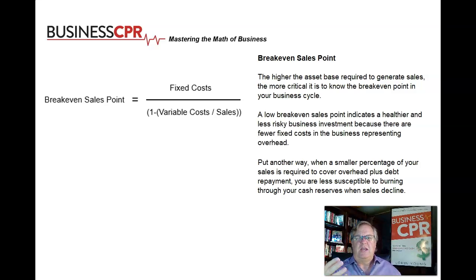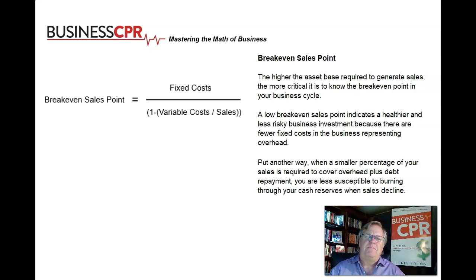Another thing to appreciate about a break-even sales point is that the lower the break-even point, the healthier the business. In other words, you don't have as much sales pressure on you because you don't have as big of a nut to have to cover. Put another way, the smaller the percentage of your sales required to cover your overhead and debt, the less susceptible you are to burning through any cash reserves you may have.